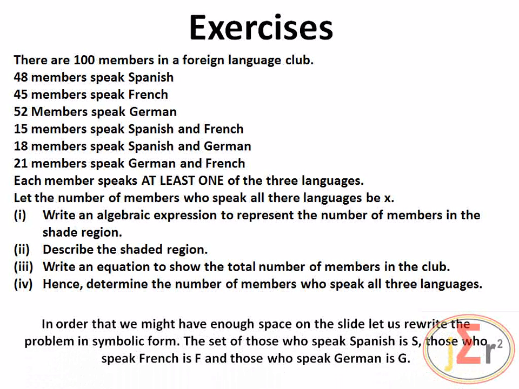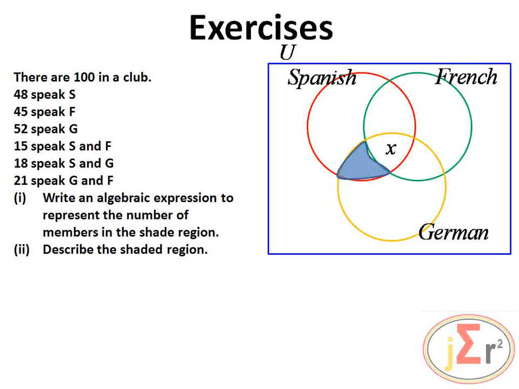In order that we might have enough space on the slide, let us rewrite the problem in symbolic form. The set of those who speak Spanish is S, those who speak French is F, and those who speak German is G. Of course, there we have our problem in symbolic form, short and less cumbersome than we had it before.